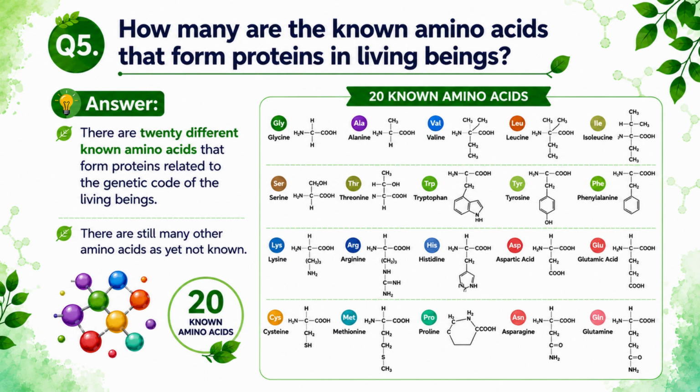Question number 5. How many are the known amino acids that form proteins in living beings? Answer. There are 20 different known amino acids that form proteins related to the genetic code of the living beings. There are still many other amino acids as yet not known.